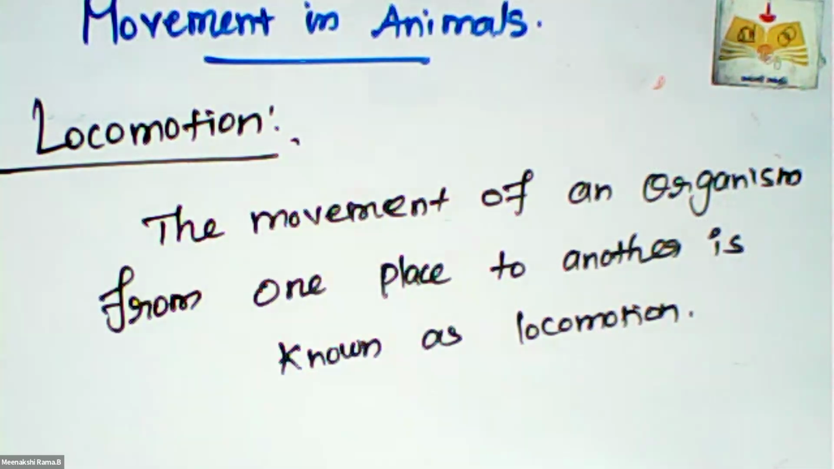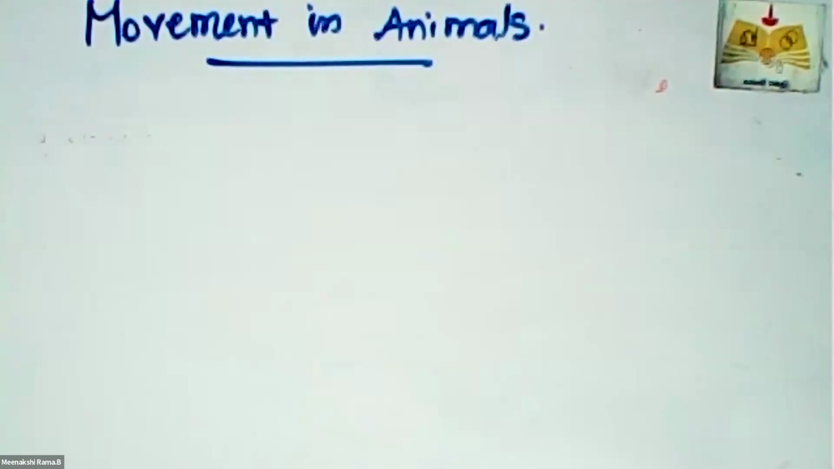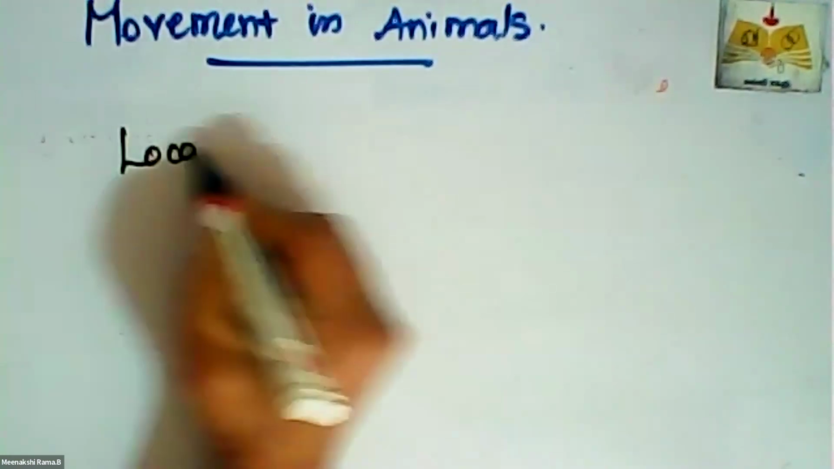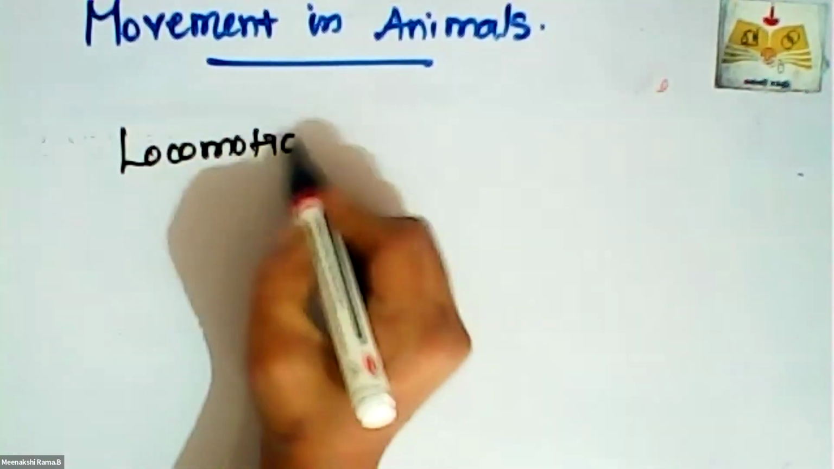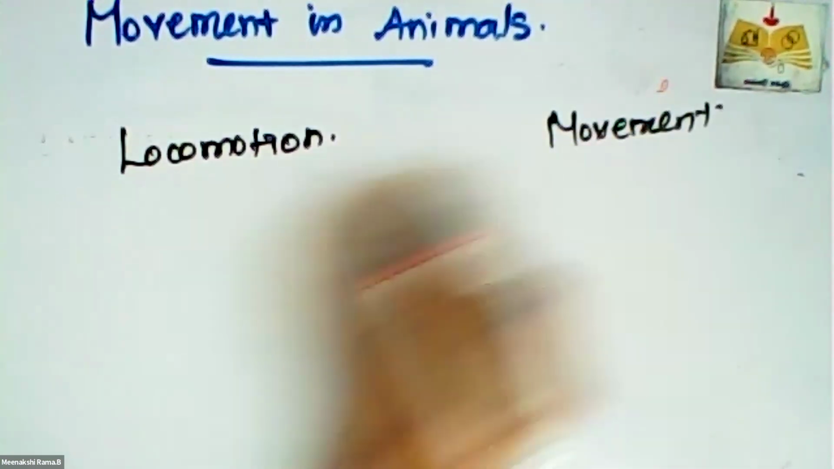Okay. So now I'm going to explain the difference between locomotion and movement. First, what is movement of animals? What is movement? And then what is locomotion? And next, what is the difference between movement and locomotion? Students, is there any doubt in this part? The chapter name is movement in animals.